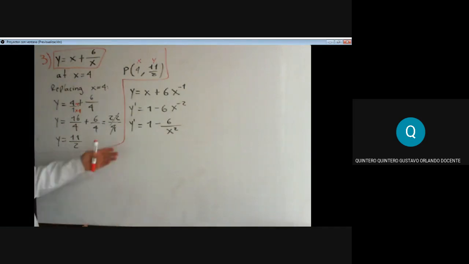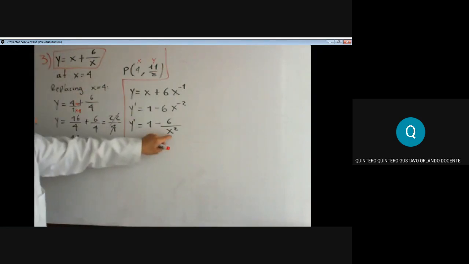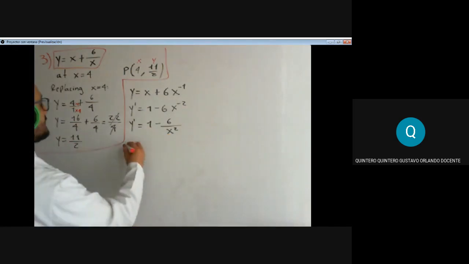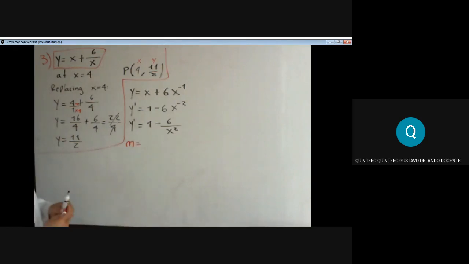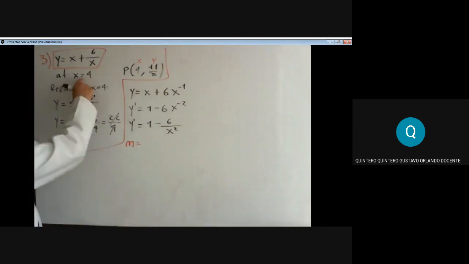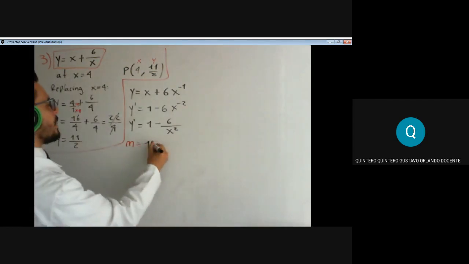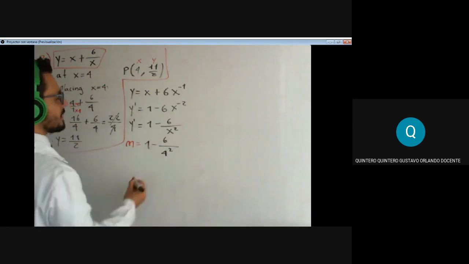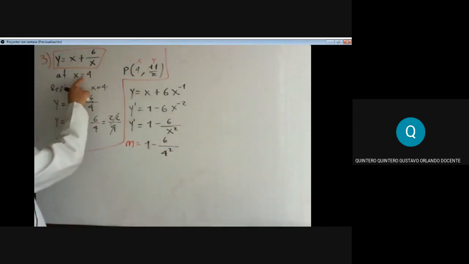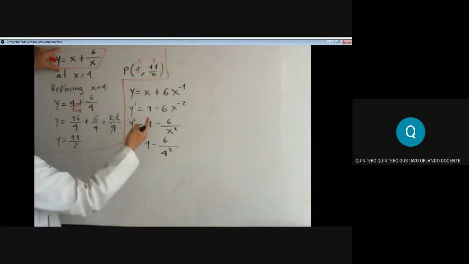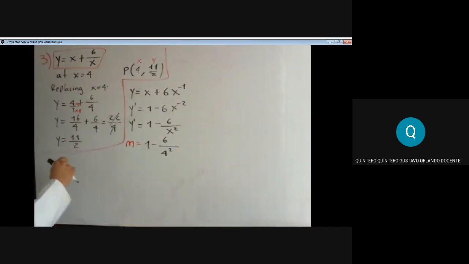From here, I want to find the slope of this function at exactly the point x equals 4. So all I have to do is change the x by 4, and then I will have the slope. So this slope will be, look at this, I am changing already for m, because I know the moment I change x for 4, I am going to get the slope at that point. So m will be 1 minus 6 over 4 to the second power. Remember, I am changing x by 4 because I want to find the slope of this line at exactly x equals 4, at exactly that point.